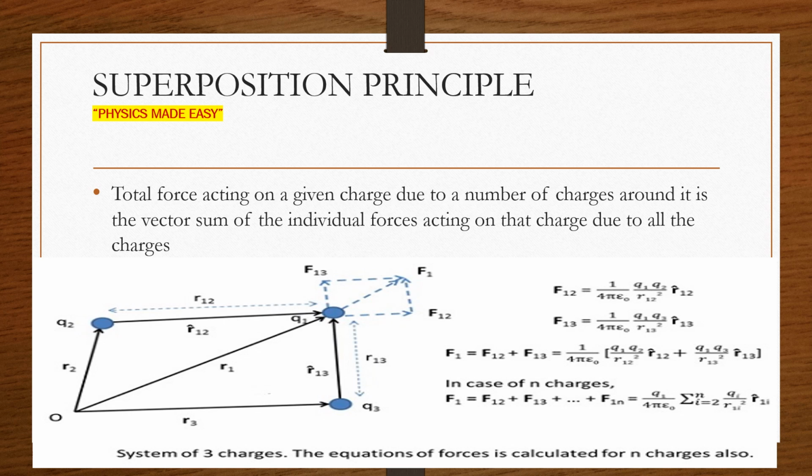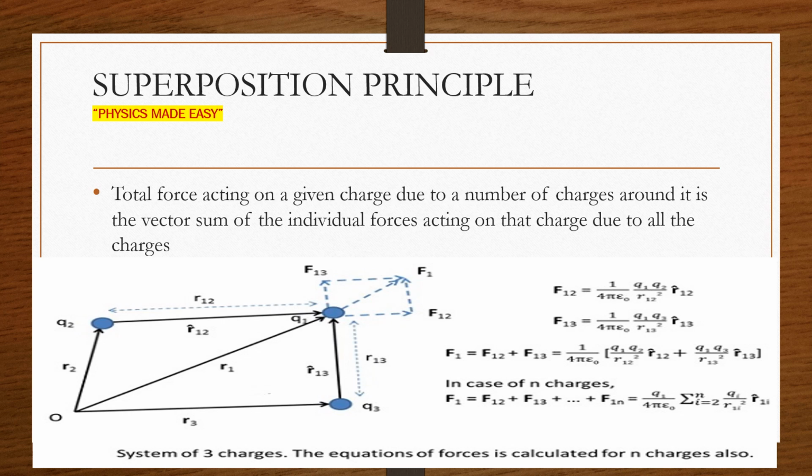So we can suppose that in the diagram Q1 is the charge which is surrounded by the charges Q2 and Q3. Now we are going to calculate the total force that is acting on the charge Q1. Here the forces F13 and F12 are acting on the charge Q1. We can suppose that the force F13 is the force due to the charge Q3 on the charge Q1, and the force F12 is due to the charge Q2 on the charge Q1.